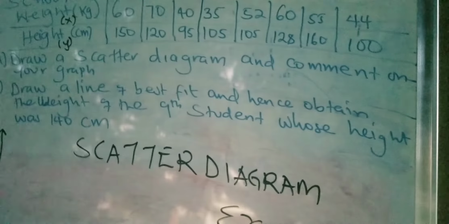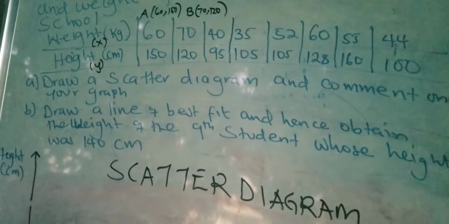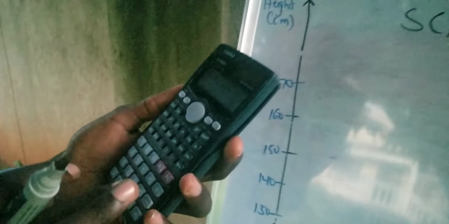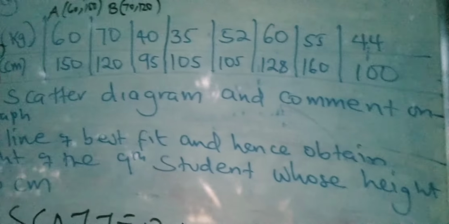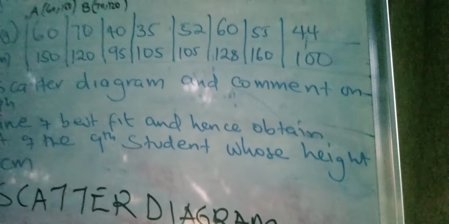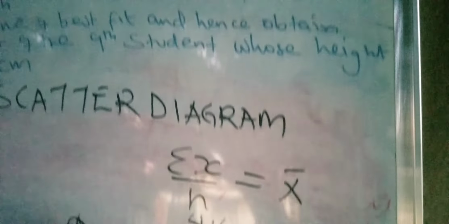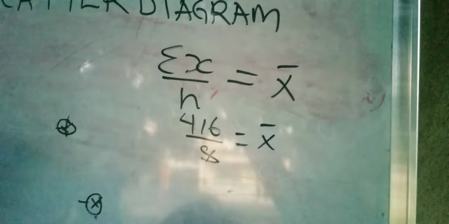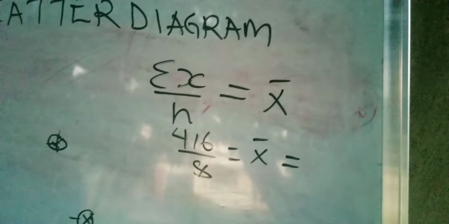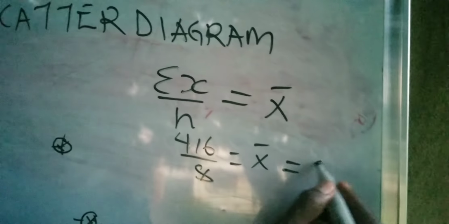Please get your calculator. Let us add 60 plus 70 plus 40 plus 35 plus 52 plus 60 plus 55 plus 44. Get the total. According to my calculator here, the total is 416. But you don't do this in your graph. Divide by the number, which is 8, gives the x bar, which is going to become 52.